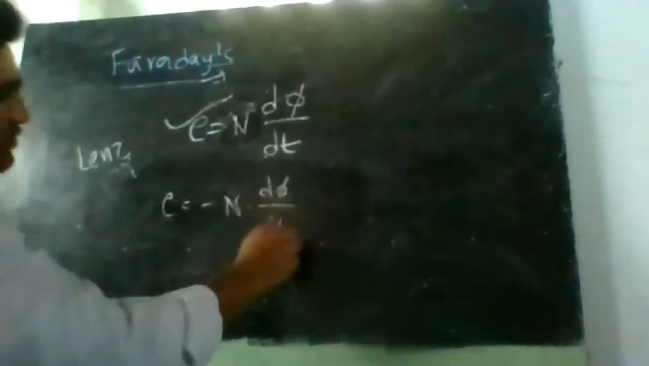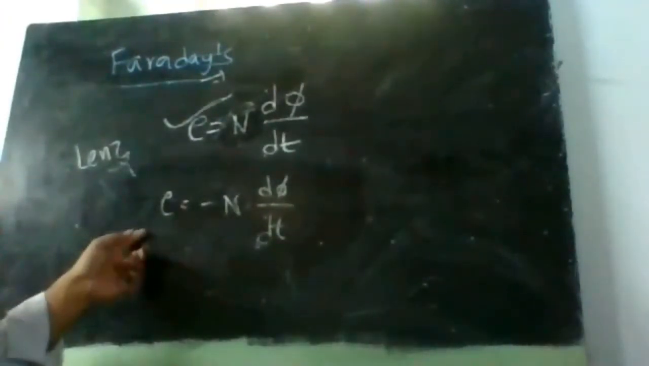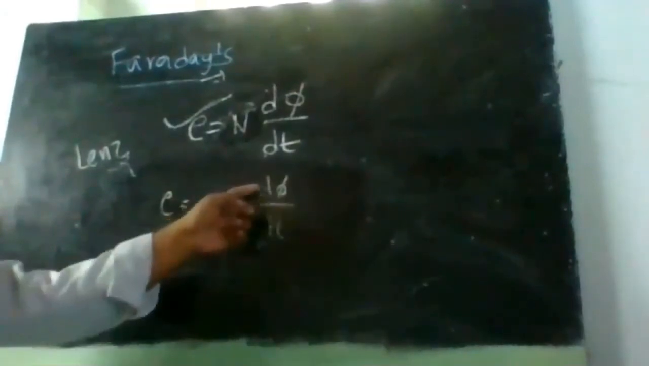To add to this, Lenz, whose law we might have studied, said that whatever EMF is produced in this case will be opposite in direction to the flux producing it. So he has added a sign convention to this. The EMF that is produced will be opposite to the flux that is producing the EMF. So E is equal to minus N d phi by dt, right?